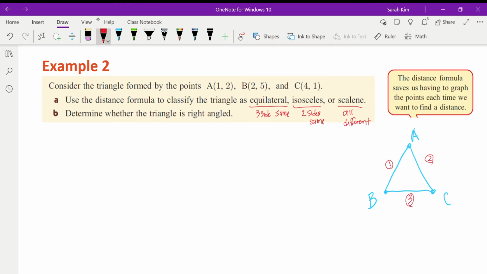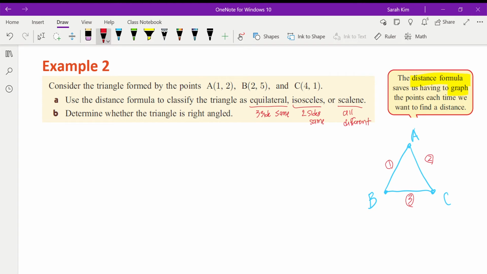Right, so if you have a read of this little box over here, basically the distance formula saves us having to graph it. That's why I said it doesn't really matter how I graph it, because I'm just going to deal with the mathematics. Alright, so let's use the distance formula.